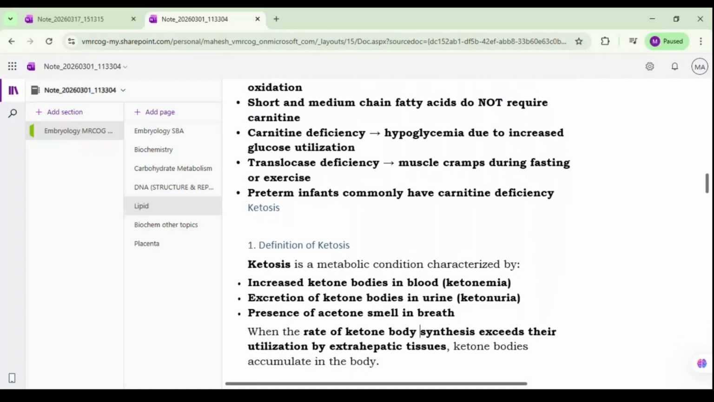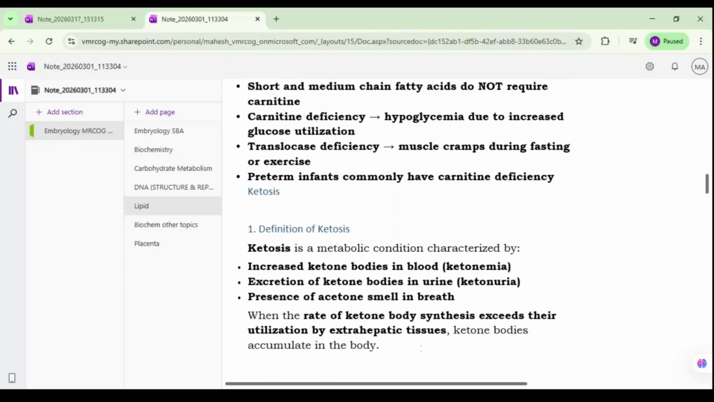Now the next topic is ketosis. So we begin with a very important topic for the examination. Always there will be one or two questions on this topic, that is ketosis. Okay, so the definition of ketosis. Ketosis is a metabolic condition characterized by increased ketone bodies in the blood, that is ketonemia, excretion of ketone bodies in the urine called ketonuria, and presence of acetone smell in the breath.